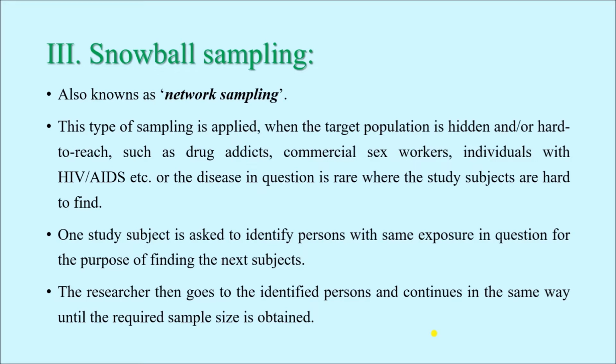What we do here is we find our first subject, then we ask him to identify other people like him. That means probably all those people who are suffering from the same kind of disease or have drug addiction, etc. When these new subjects are identified, they are also asked about other people who share the same kind of characteristics. Like this, the sample size keeps on increasing, and we continue this technique until we have an adequate number of samples required for our study.